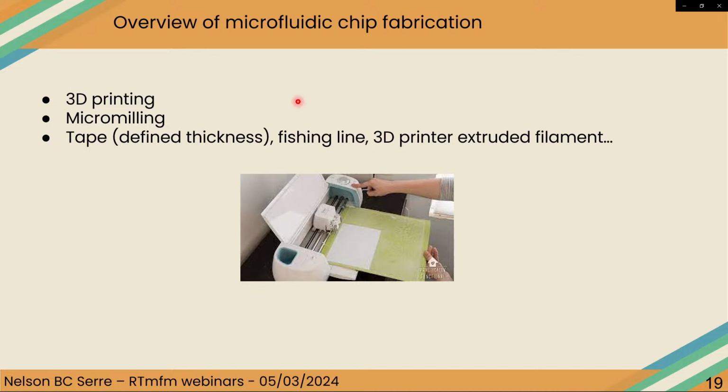Some methods are a little bit more tricky. You can use tape, like for example 3M, the famous tape manufacturer. They actually sell tape that have defined thickness, like 100, 200 microns high. And you could use something like a Cricut, which is basically an automated cutter thing to cut your design. But you could use also fishing lines, which has a very defined diameter, or 3D printer extruded filaments, which will give you, for example, for a 0.2 millimeter nozzle, more or less a 0.2 filament.